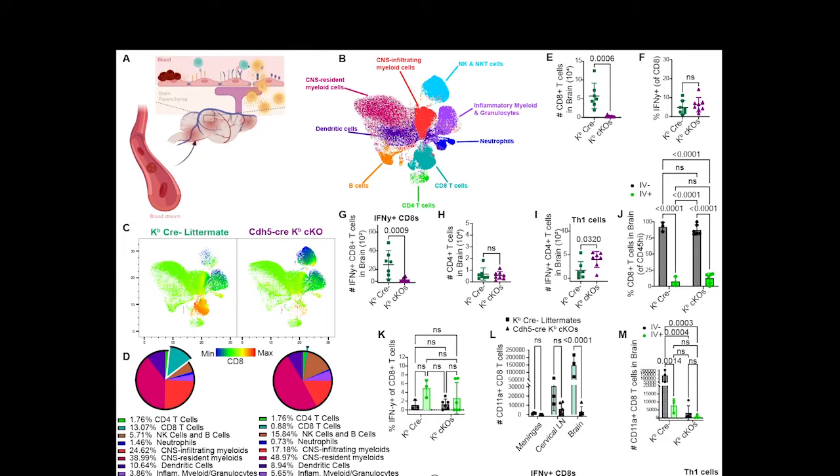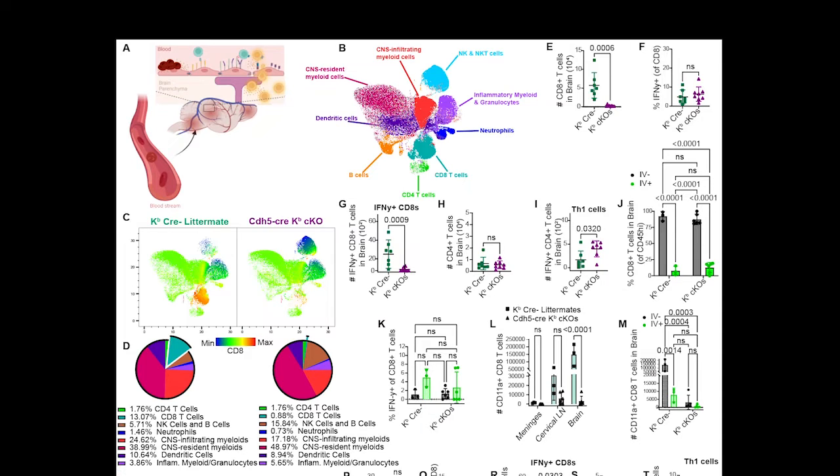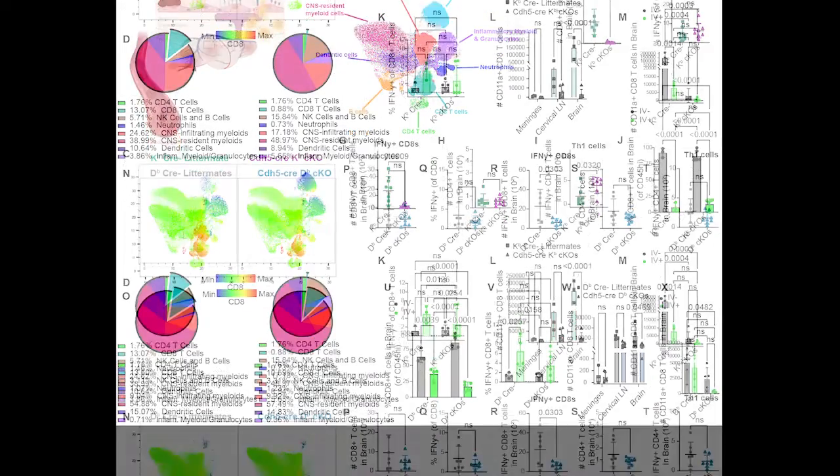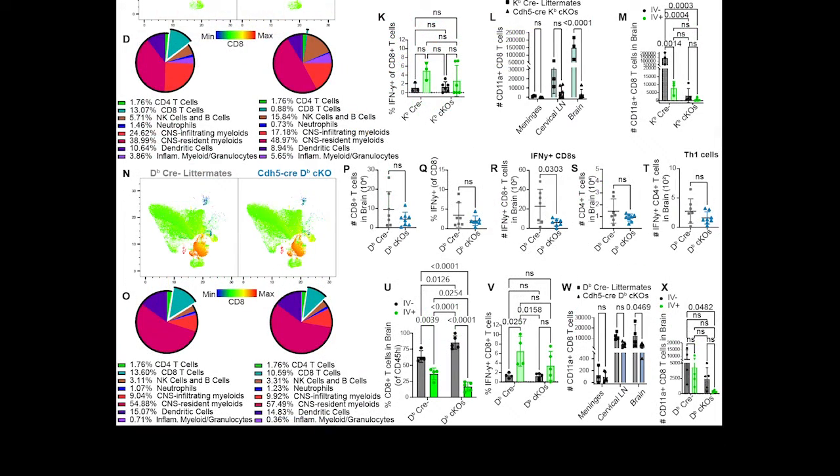Figure 5 focuses on immune changes in the brain during infection. With Kᵇ ablation, the numbers of CD8s infiltrating the brain is reduced, but more CD4s are producing interferon gamma. When comparing brain, meninges, and cervical lymph node, only brain had a significant reduction in antigen-experienced CD8 infiltration. With Dᵇ ablation, numbers of overall CD8s did not change, but their interferon gamma production was still lost. As with Kᵇ, only brain had significant reduction of antigen-experienced CD8s.